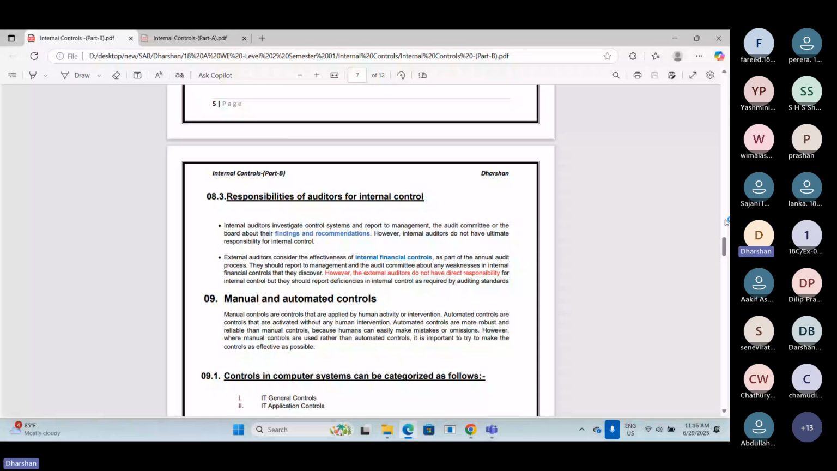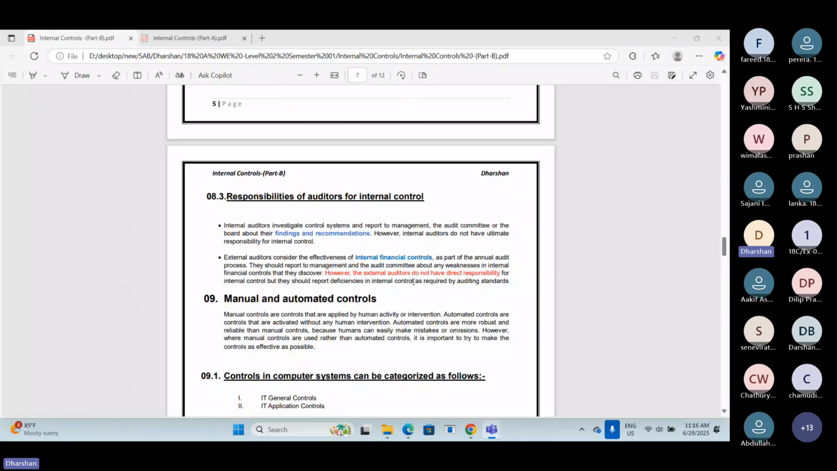Internal auditors have responsibility to find findings or weaknesses, not only in financial control but in the entire internal controls of the organization: operational, compliance, financial. If they find any weaknesses or findings, that must be communicated to the management or board of directors with recommendations. That is the internal auditor's responsibility. The external auditor does not have any direct responsibility, but when they perform an audit, they will consider internal financial controls.